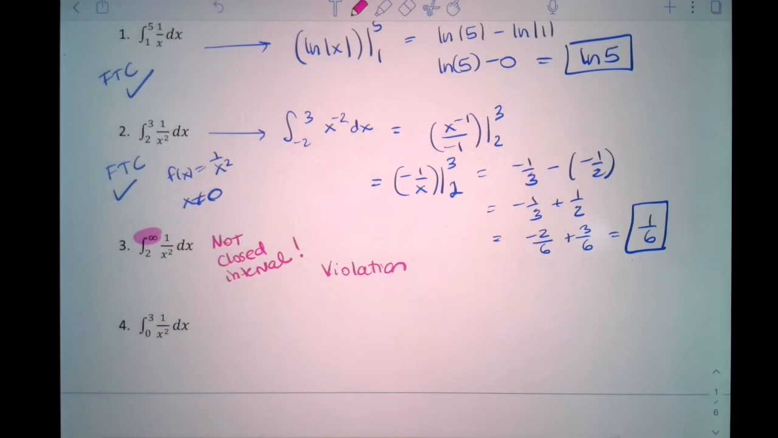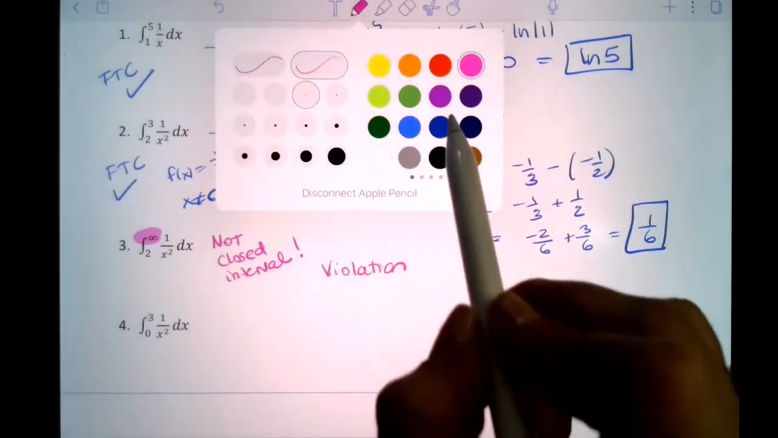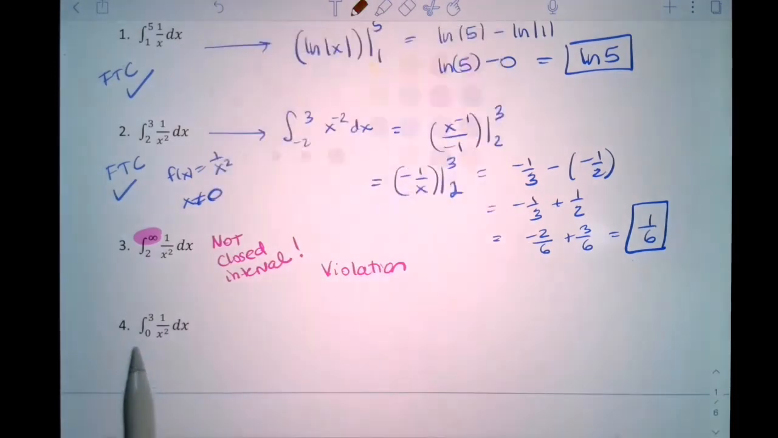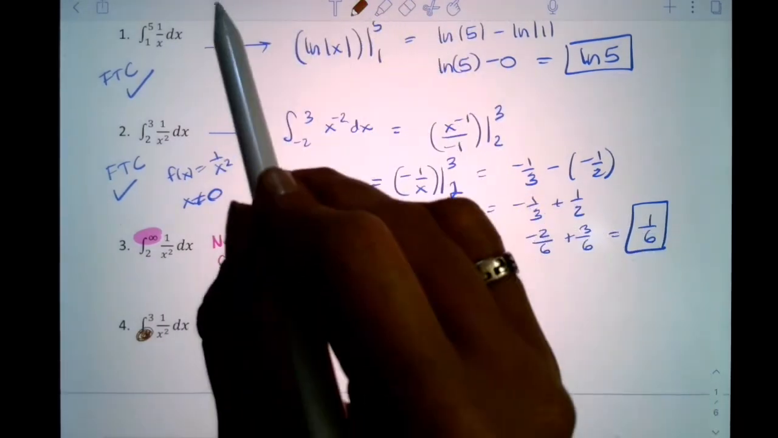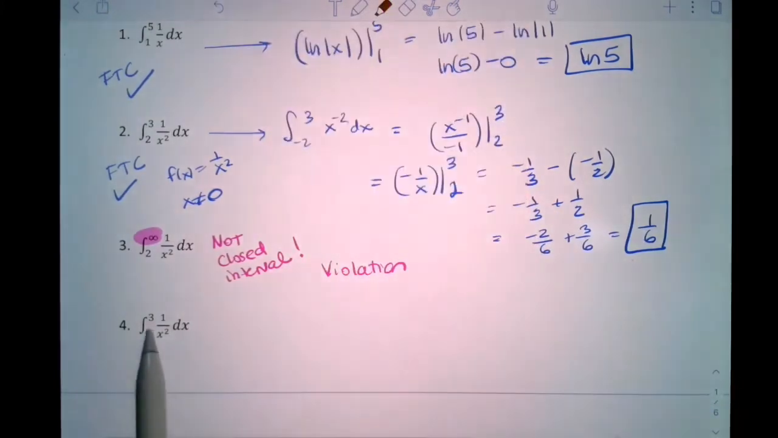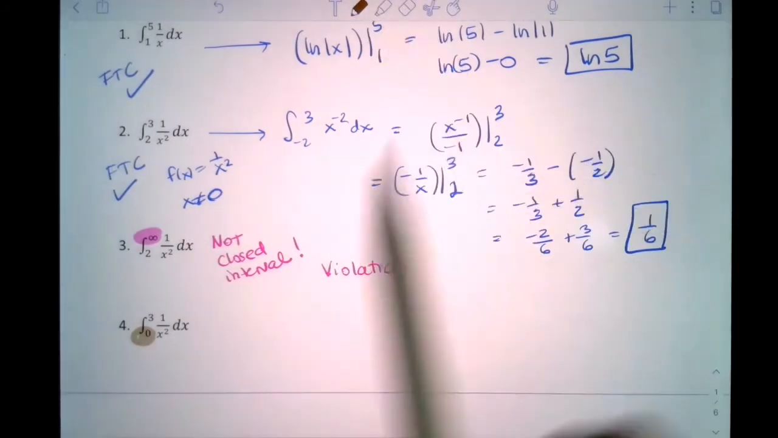Okay, on example number 4, what I have is the same function, this 1 over x squared. And again, you have a discontinuity at x equals 0, and that's exactly our problem here. I can see that that's your limit of integration down there. Let me see if I can undo that and go to a highlighter. That is our problem in this particular case.